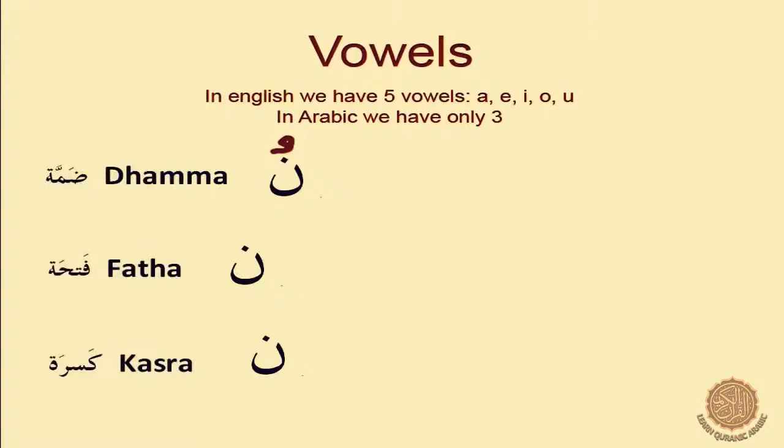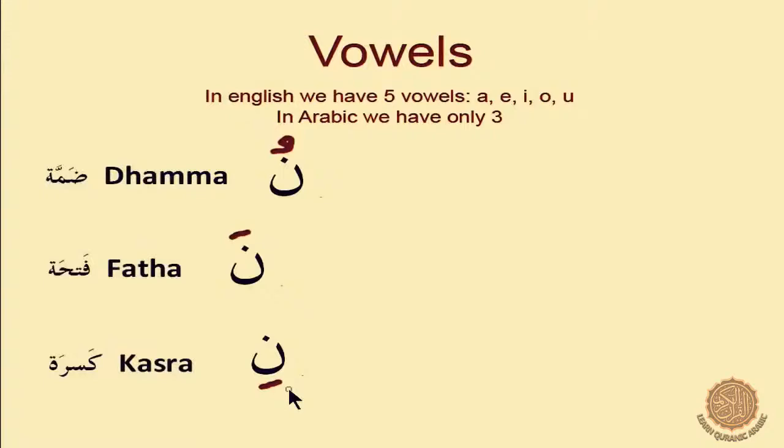Now with Fatha, it's written as a line on top of the letter, and it has the sound of A. That would be Na. Finally, we have the Kasra. With the kasra, it's similar to a fatha, but it's written on the bottom of the letter. And it has an E sound. So that would be pronounced as ni. Now, it's a good idea to memorize these three names, Dhamma, Fatha, and Kasra, which will help you through your studies in Arabic.